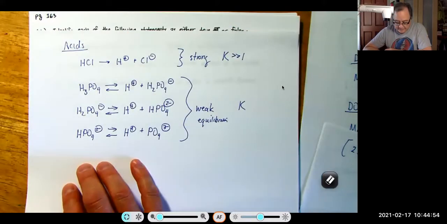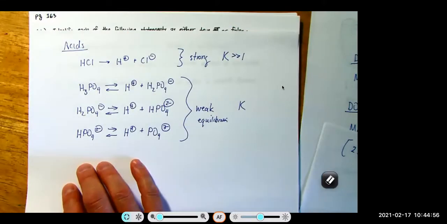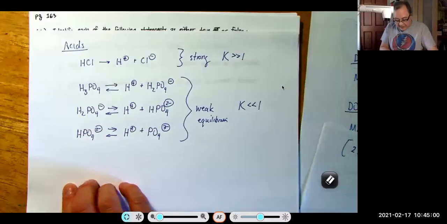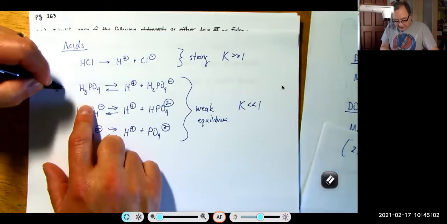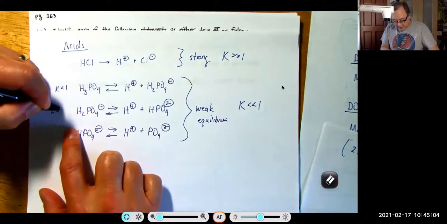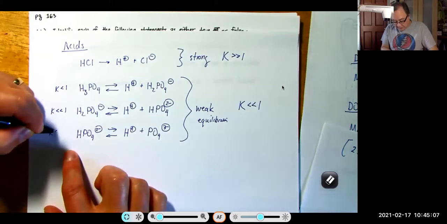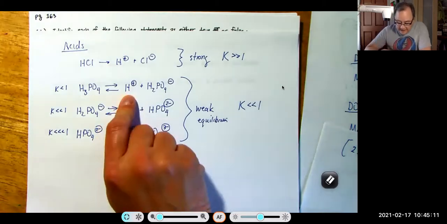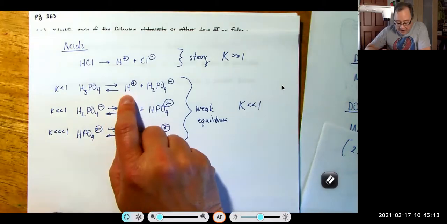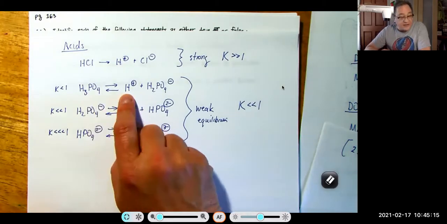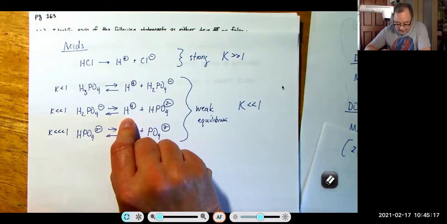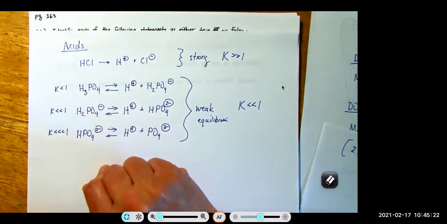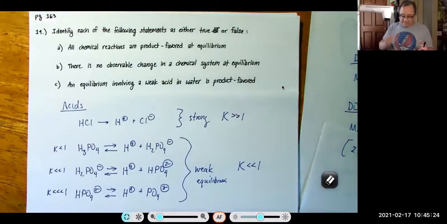Less than 1. And actually, this one might be less than 1. This one's much less than 1. This one's much, much, much less than 1. Meaning that taking the first hydrogen ion off of this thing is easier than taking the second one. The second one is easier than the third one. Okay? So let's see if we have enough to answer this.